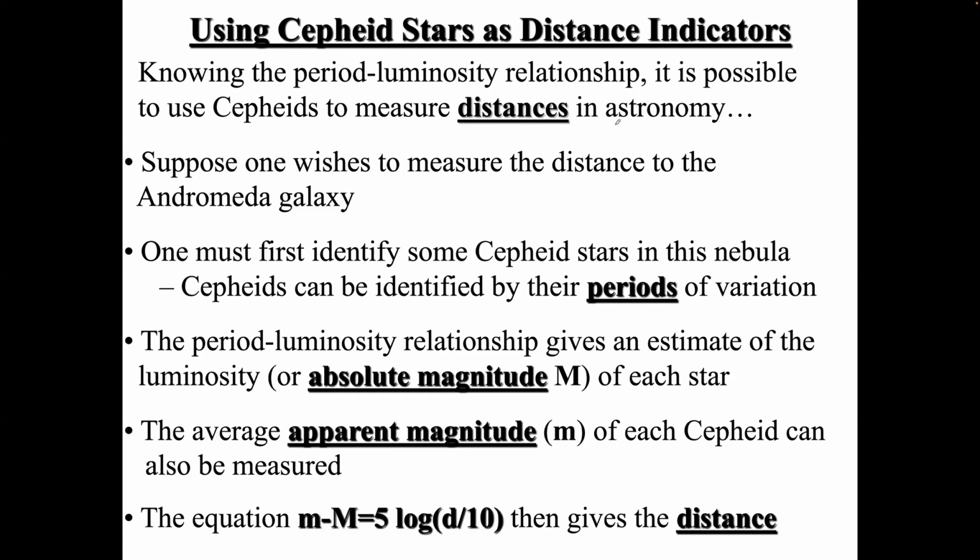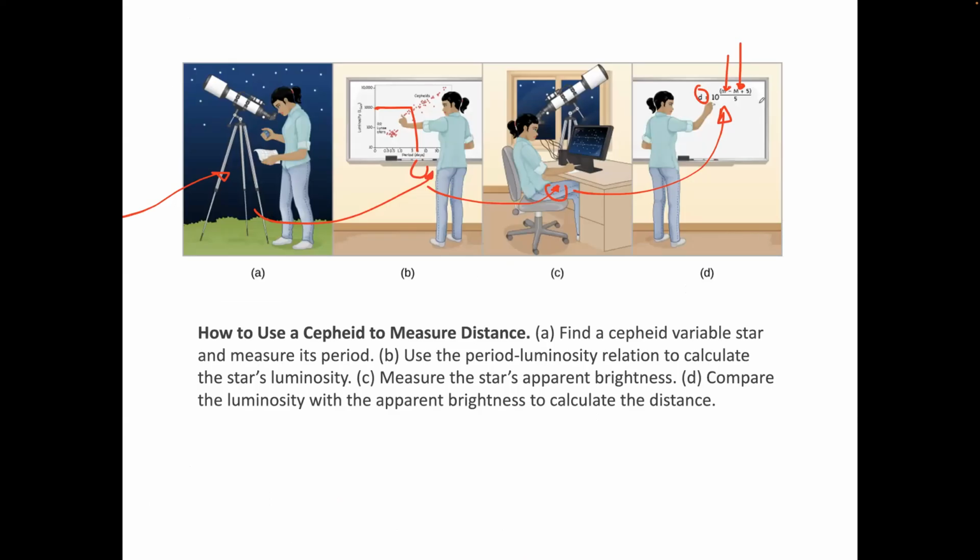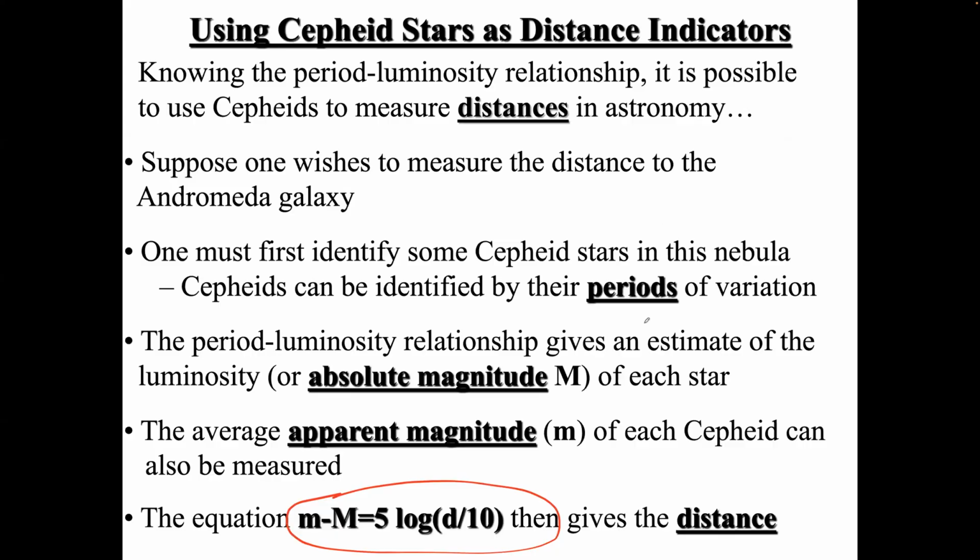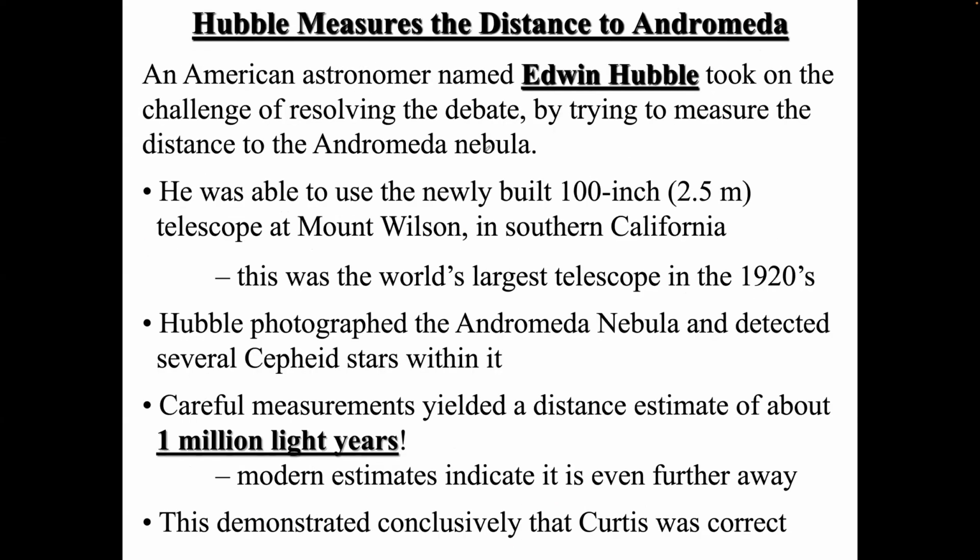So basically, at the end, you are going to use this equation, right? M minus m equals 5 log d over 10 to get the distance. Basically, what you see in this picture is you just take the inverse and rearrange the equation to find the distance. It is the same equation right here, right? So I have explained it here as well for you to understand. And now you know a method to find the distance.